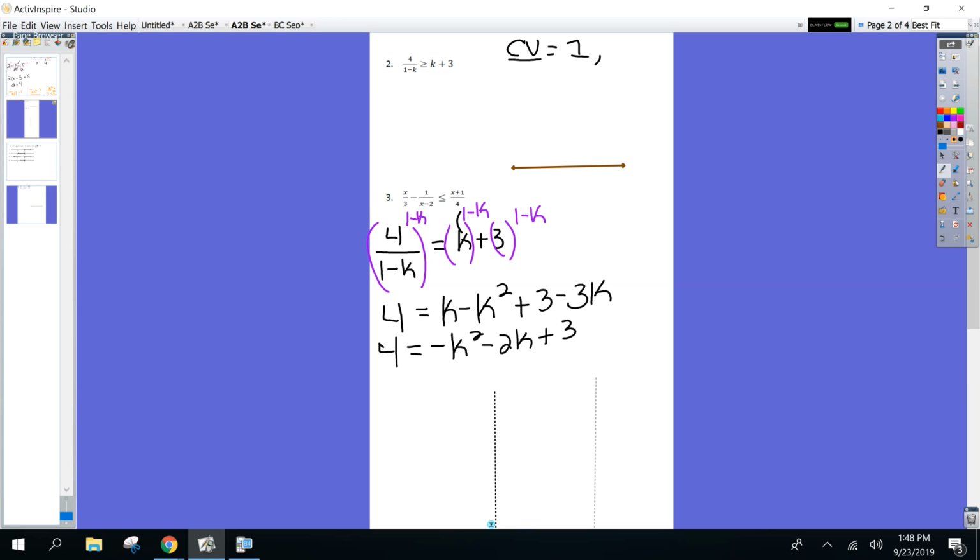When we do that, I will have my k squared, which makes me feel warm inside. Negative 2k, what happens? Plus 2k. And then when I move the 3 over, I'm going to subtract it. And what's my new number here on the left? Plus 1. Now it's equal to 0. Now you can show off in your factoring.